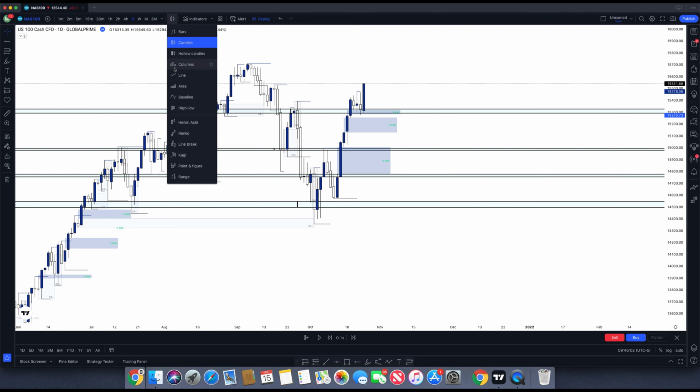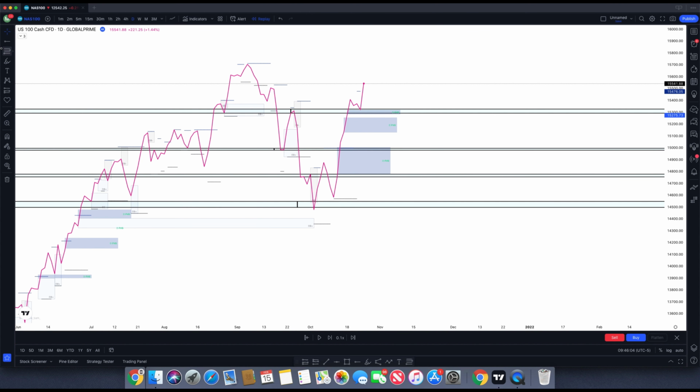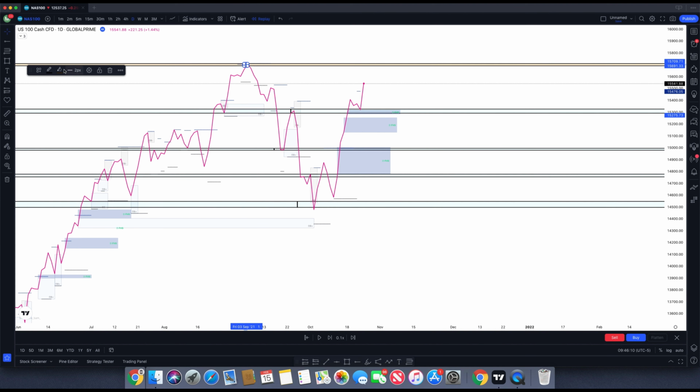So I'm going to go ahead and turn my graph back to a line graph, and I'm going to put a new key zone there.